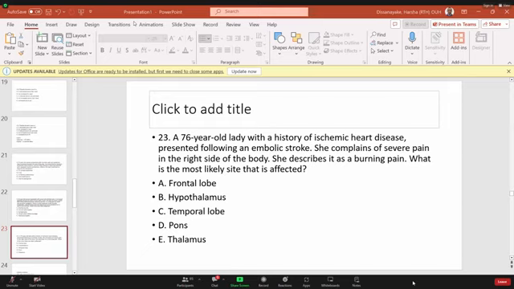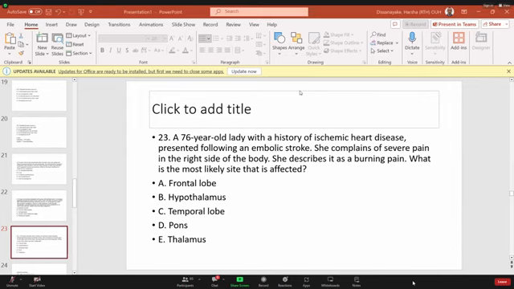Thalamus. Very good. Yes, so this is classic of thalamic infarcts. Thalamic infarct affects the contralateral side. Initially there might be a bit of tingling, numbness, this type of symptoms, but later on or even from the outset, the classic manifestation is hemi body pain. Burning pain, contralateral side. Classic of thalamic infarcts.